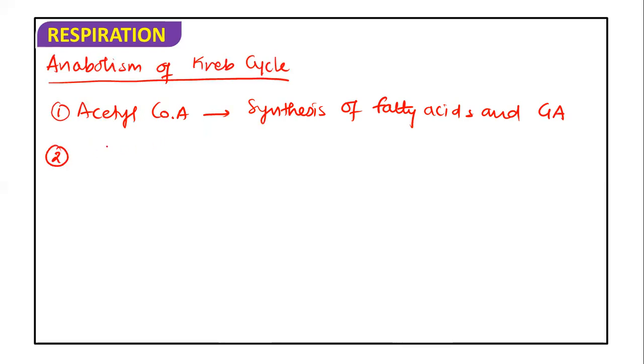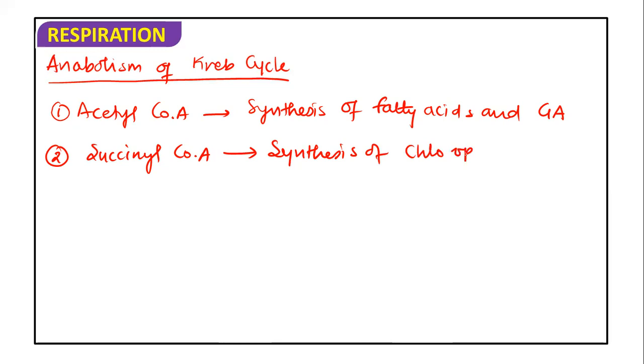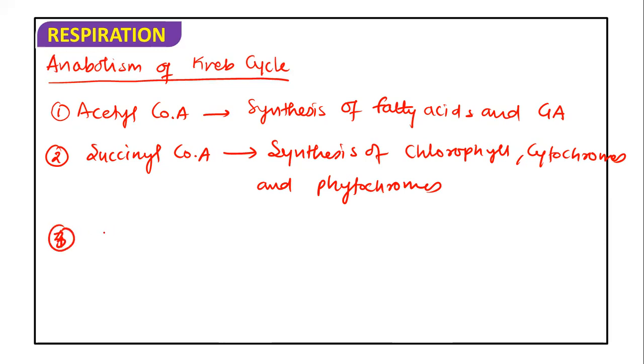Whereas second, succinyl coenzyme A gets converted into the synthesis of chlorophyll, cytochromes, and phytochromes.